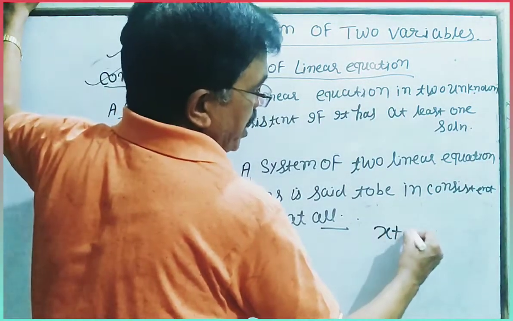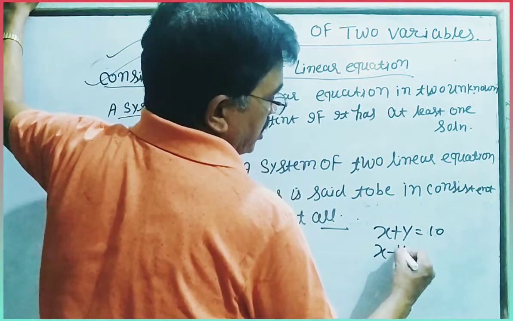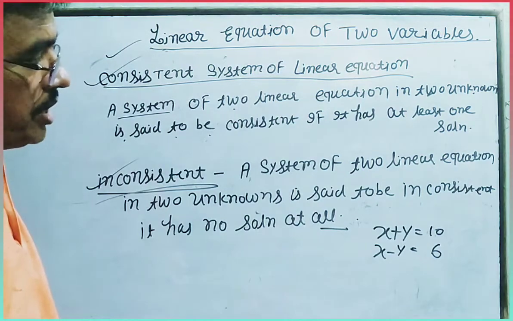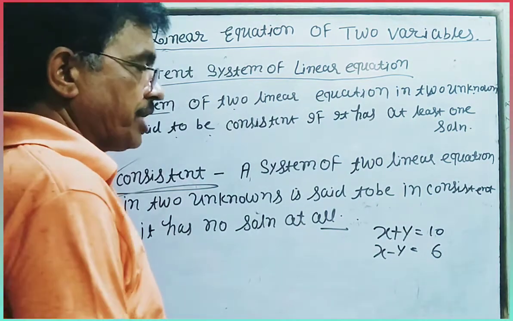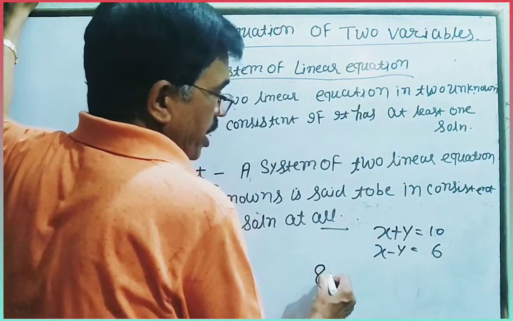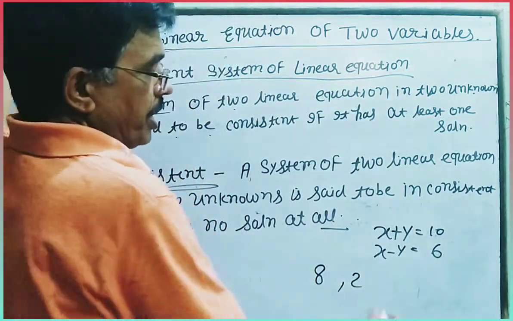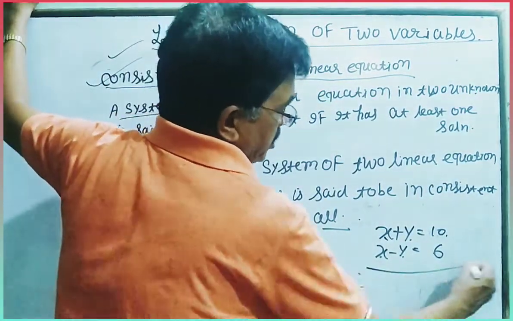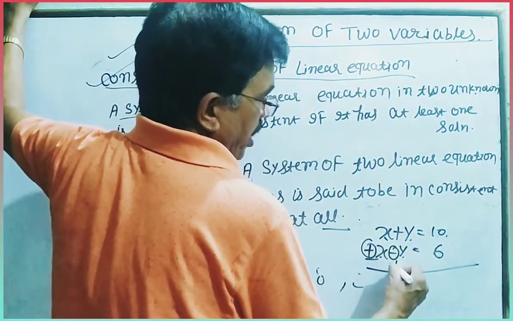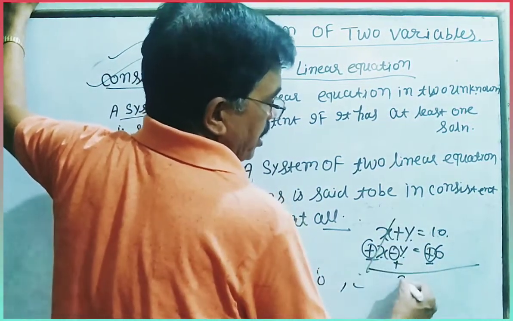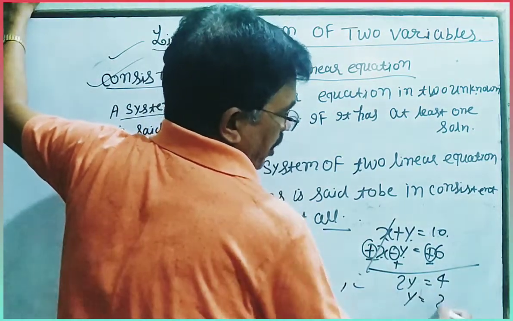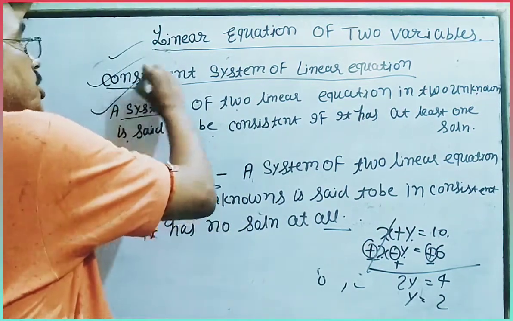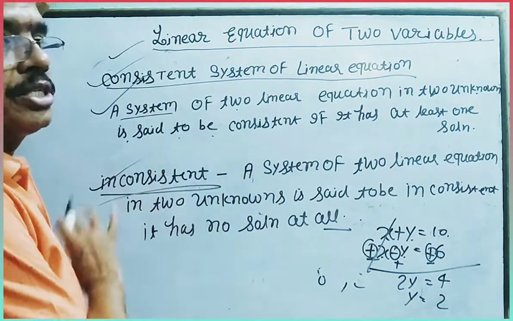Likewise, your example is x plus y is equal to 10 and x minus y is equal to 6. When you solve, you get 8 and 2. Then 8 plus 2 is 10 and 8 minus 2 is 6. It is solved by the method of adding and subtracting. It is cancelled, 2y is equal to 4, then y is equal to 2. And it has only one solution. So that is a consistent system which has at least one solution.